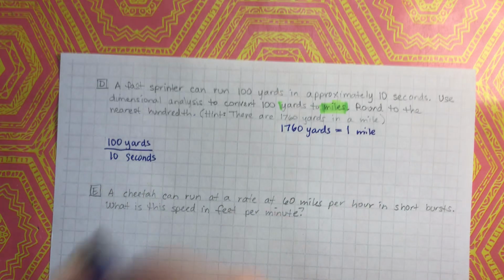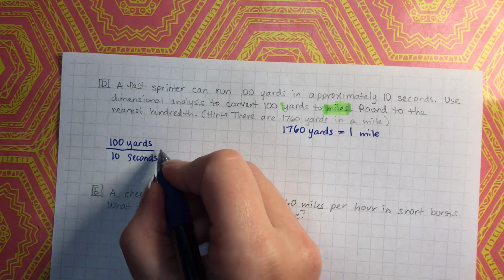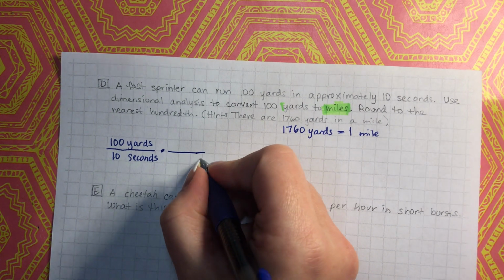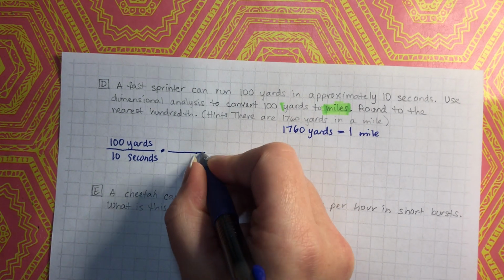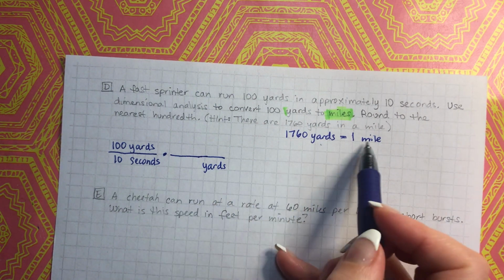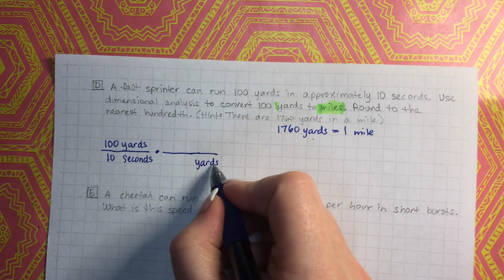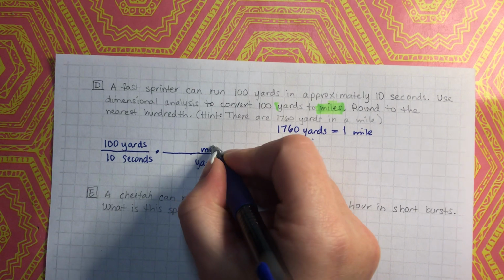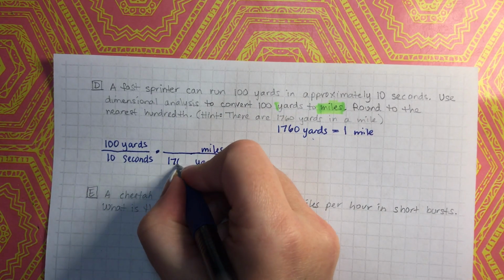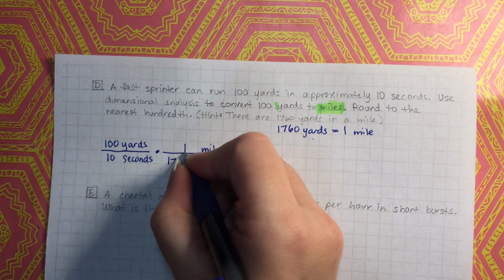Okay, so we just need to get rid of the yards. I guess the seconds are okay. So we just put that diagonal, right? The yards diagonal, and then what do we know? Do we know a relationship between yards and miles? Yes, we do, it's right here. So yards and miles, miles goes on top. And what do we know? We know that there's 1,760 yards in 1 mile.